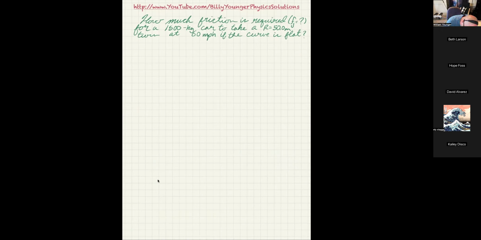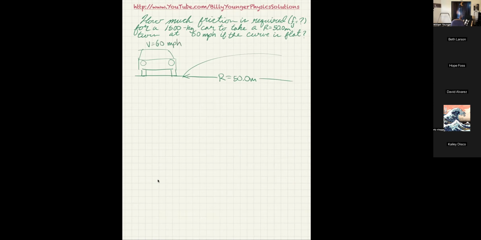So this is our car. It's making a curve of radius R equals 50.0 meters, and it's trying to make it at V equals 60 miles per hour. If I draw a free body diagram for this car, then you'll see a little bit more what I'm talking about.